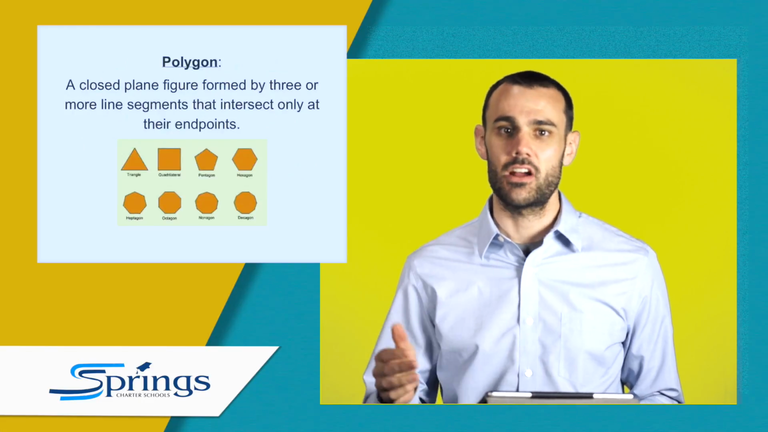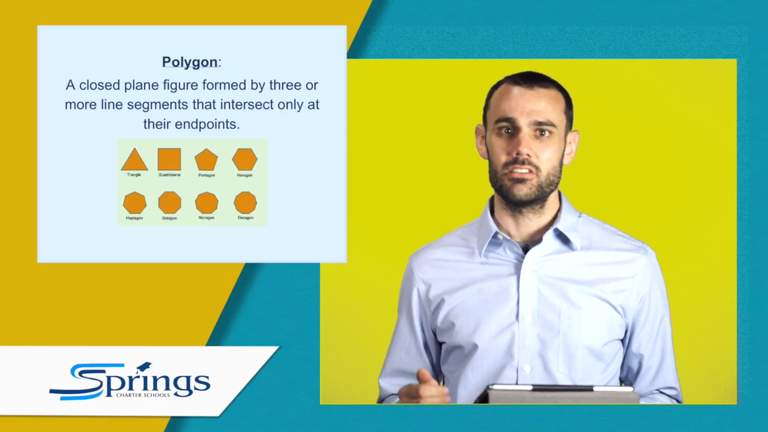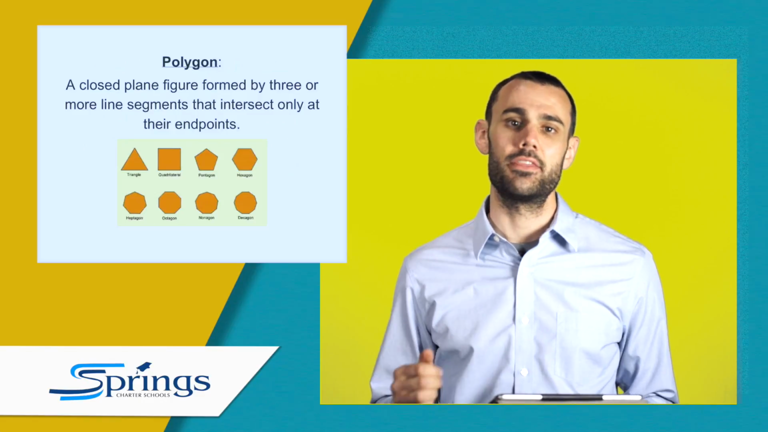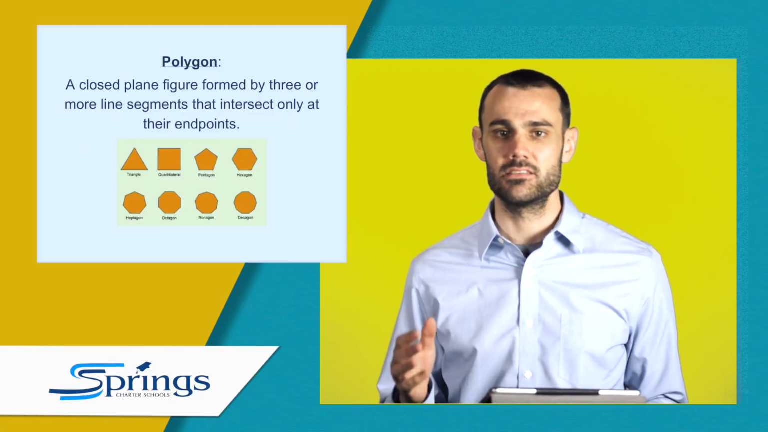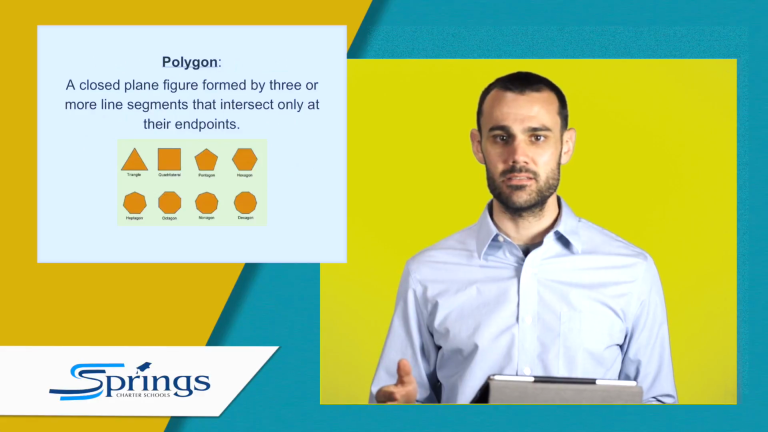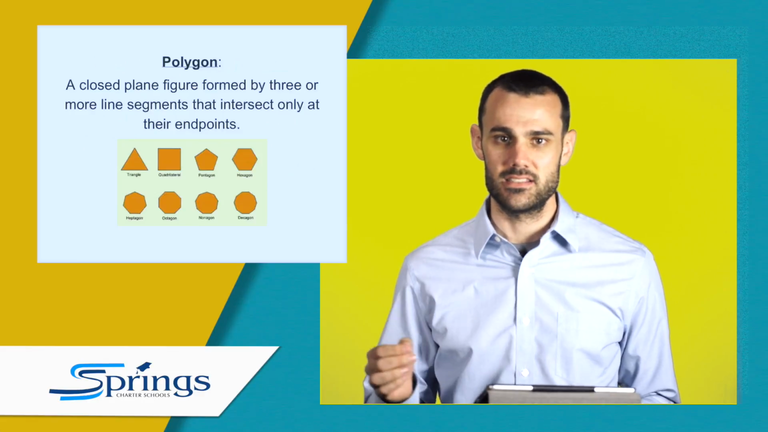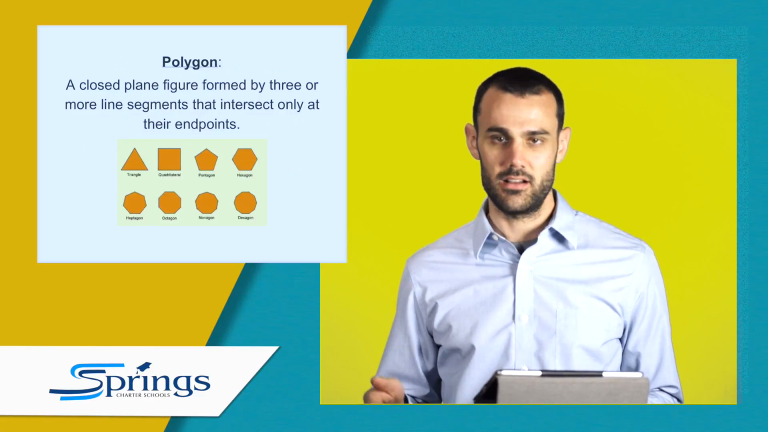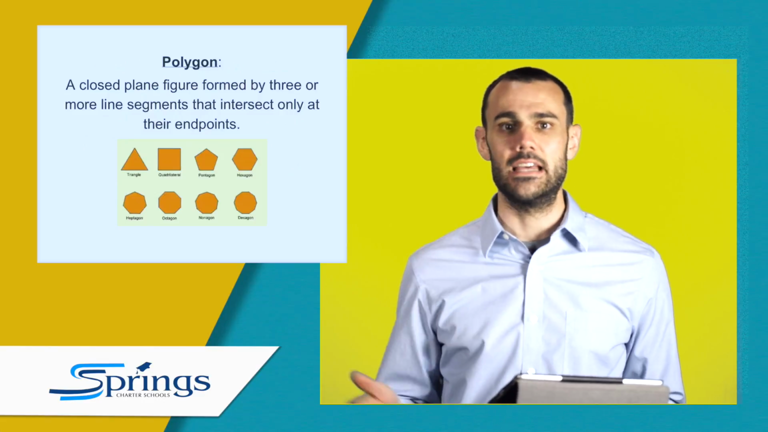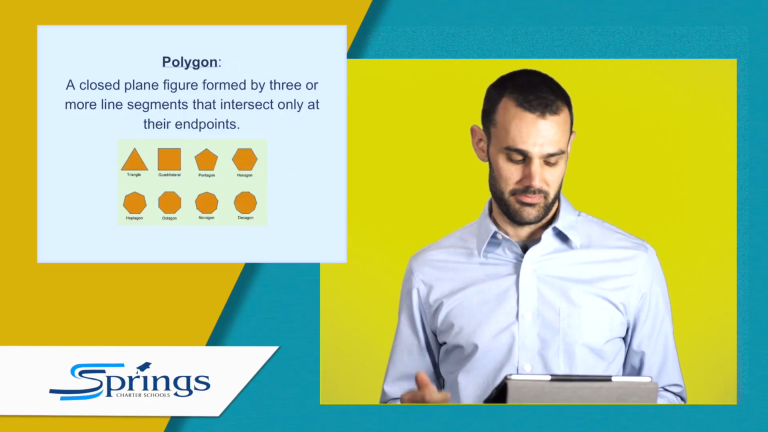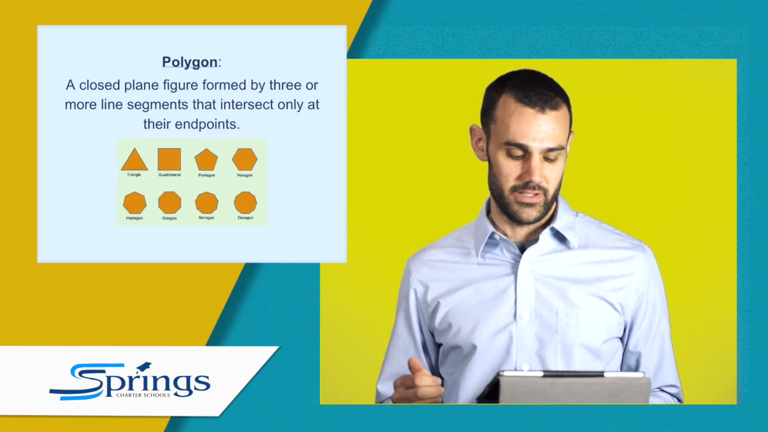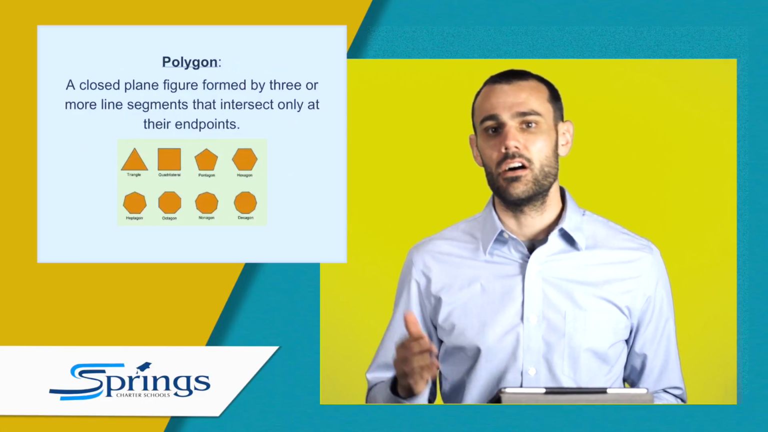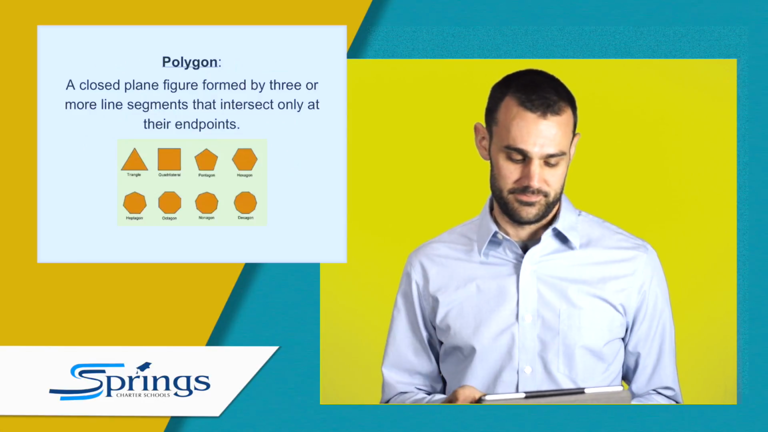So a polygon, let's start with the basic definition, which is a closed plane figure formed by 3 or more line segments that intersect only at their endpoints. Now we have a really nice graphic here. I suggest pausing the video and copying down this graphic as it's very useful. We have triangles, quadrilaterals, pentagons, hexagons, all the way up to a decagon, which has 10 sides to it. Now a stop sign is a hexagon and it has 6 sides to it. So you will see these types of polygons all over the place in your everyday life.